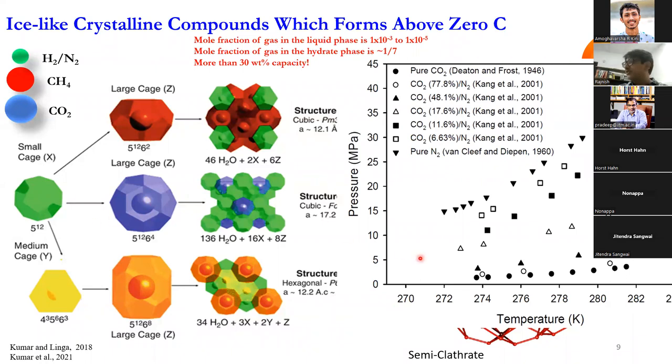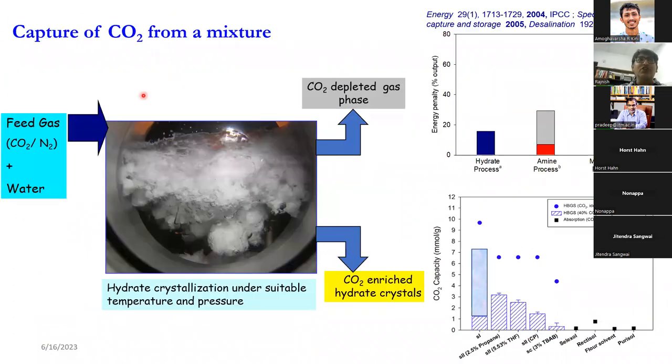bring the phase diagram of this crystallization, and once that is happening, you expose this mixture to a CO2 and nitrogen mixture. Typically, since CO2 likes to form hydrate at much milder conditions compared to nitrogen, CO2 will occupy the hydrate phase and nitrogen will not occupy the hydrate phase. So this is the kind of scenario which is being talked about over here.